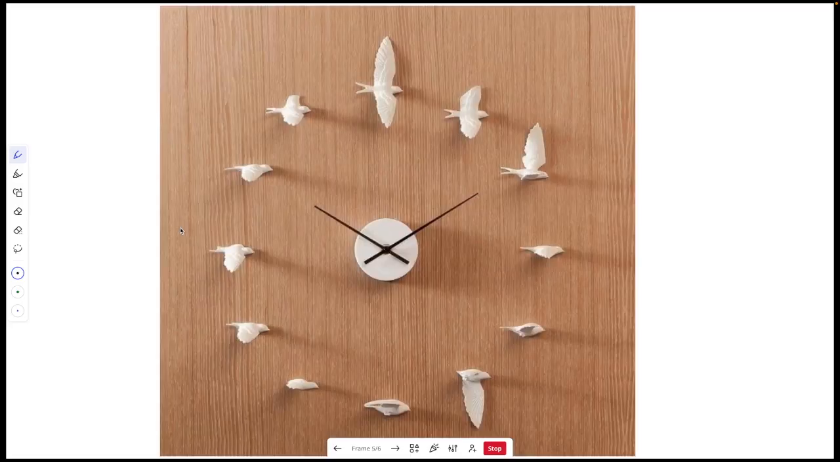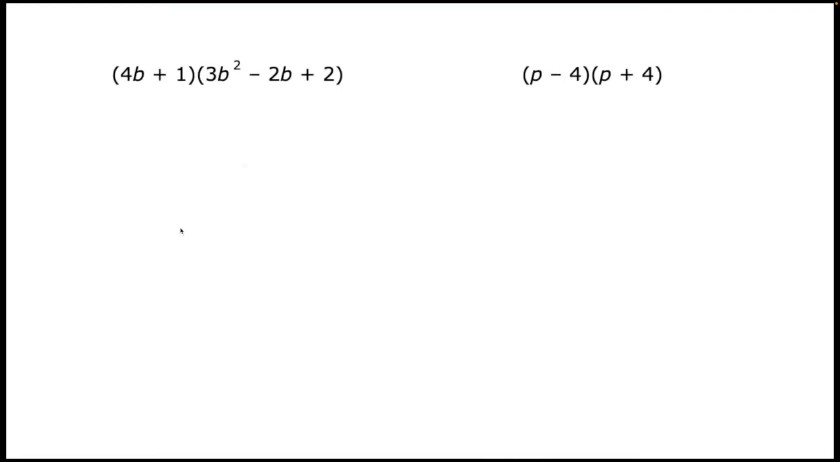All right, here's our cool clock for today, which means that it is time for you to practice what you just learned. Go ahead and pause the video and try these 2 problems on your own. When you're ready, you can unpause the video and we'll check your answers.